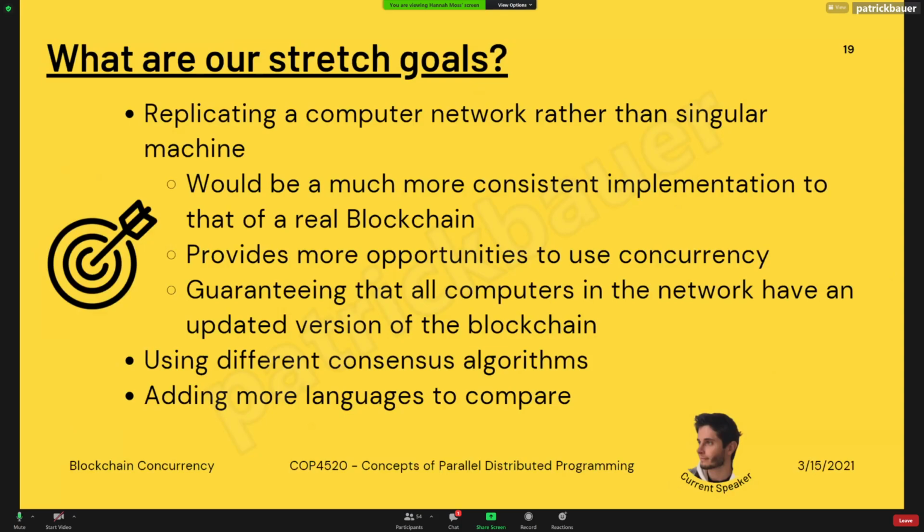Replicating it on a network would be much more consistent with how a real blockchain works, like Bitcoin or Ethereum, and it would also provide us more opportunities to use concurrency to optimize the blockchain. We also talked about using different consensus algorithms between the blockchains, as well as adding different languages to compare, to see if there are other languages, maybe Python, that would work faster.